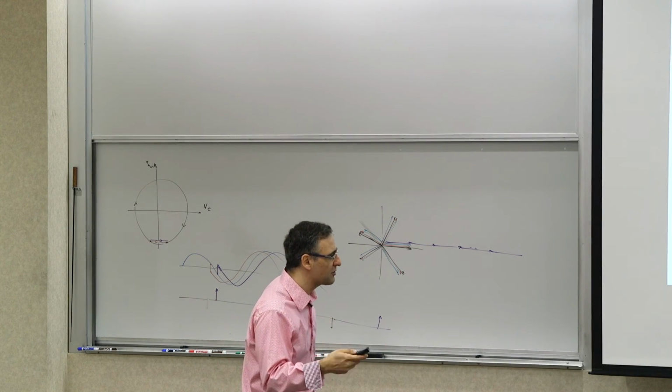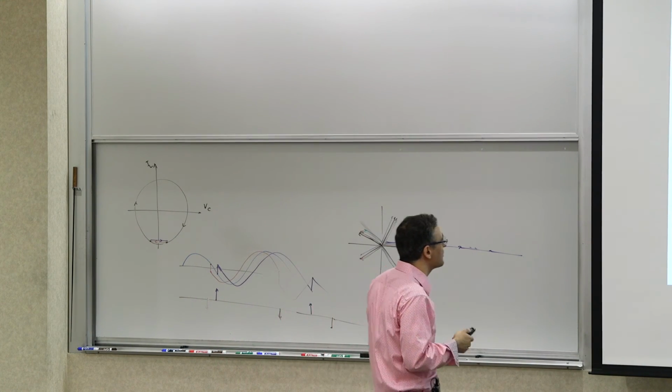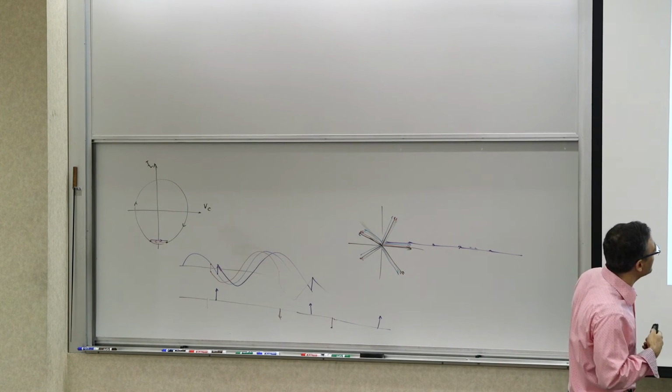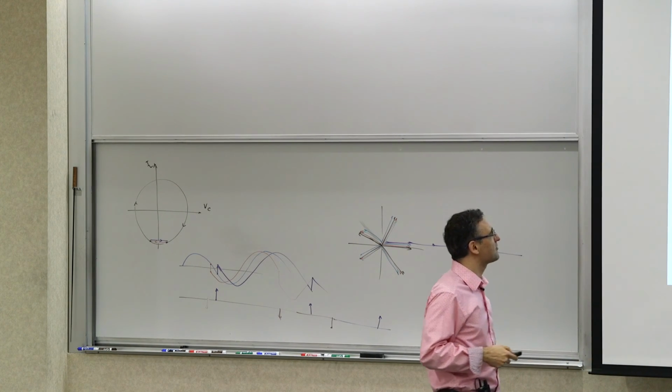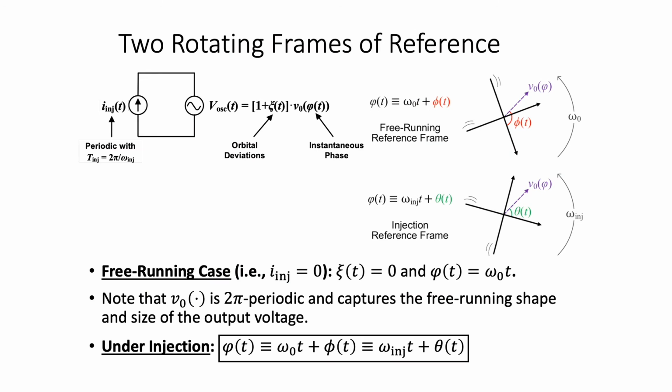This is a very useful and interesting phenomenon that can also be viewed in this picture. One way to think about that is a rotating frame of reference. So there are two rotating frames of reference. One is the frame of reference of the free-running oscillator, which is rotating at the rate of omega naught. Right? And then you have another frame of reference, which is the injection reference frame, which is rotating at the rate of omega injection. Two different rotating frames of reference.